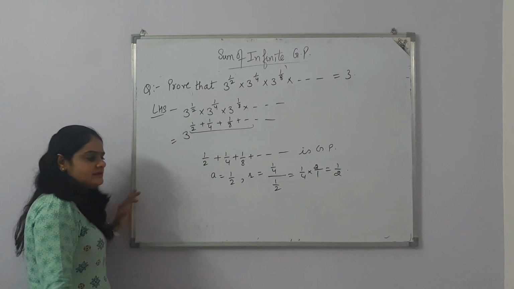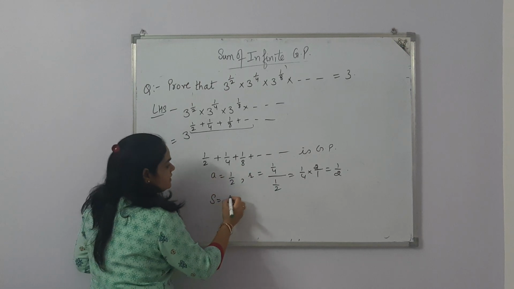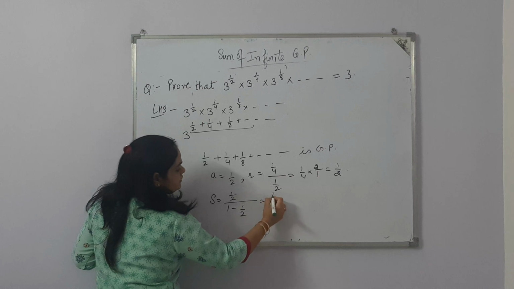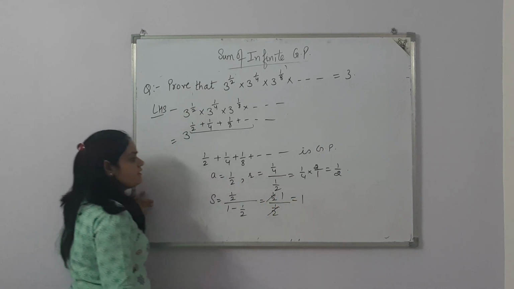Of course it is again less than 1. So we can apply the sum of infinite GP. It becomes a upon 1 minus r. So 1 by 2 upon 1 by 2. Whenever it will cut, it becomes 1.